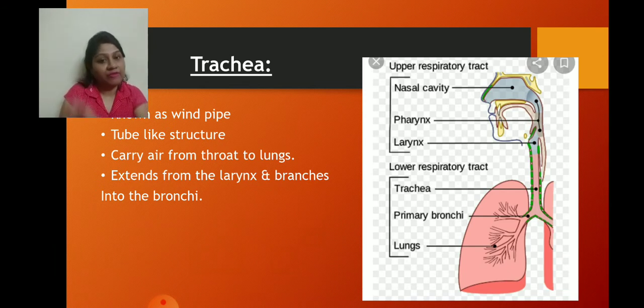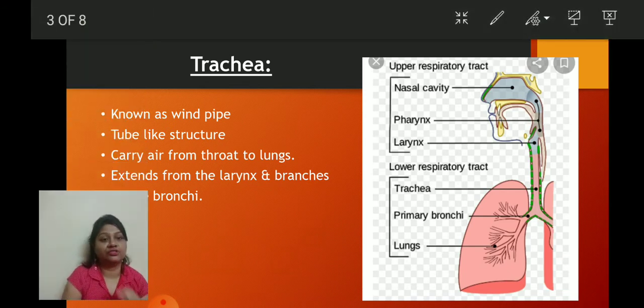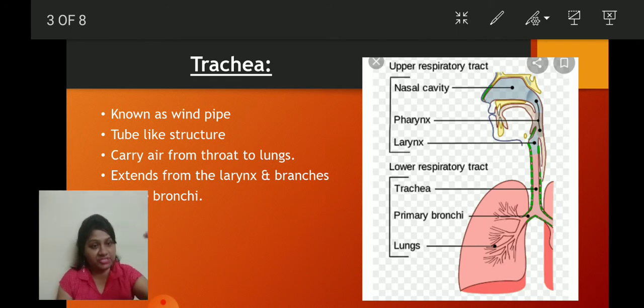Okay, I am repeating once again students, the respiratory system is divided into two parts, that is upper respiratory tract and lower respiratory tract. Upper respiratory tract contains the nose and the nasal cavity. Here you can see the pharynx and the larynx. Understand? Okay. And the lower respiratory tract starts from the trachea. Okay, we can say trachea or windpipe.